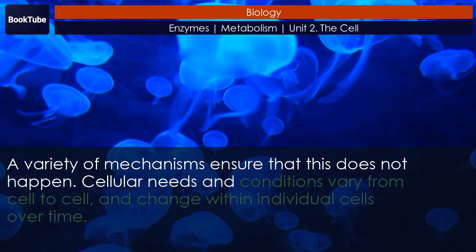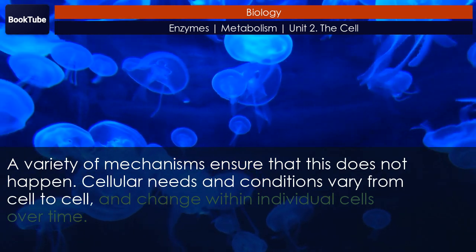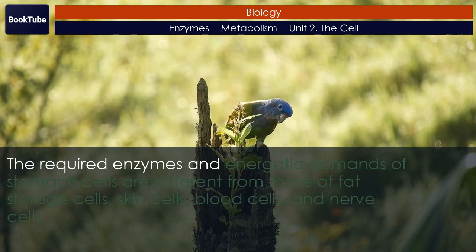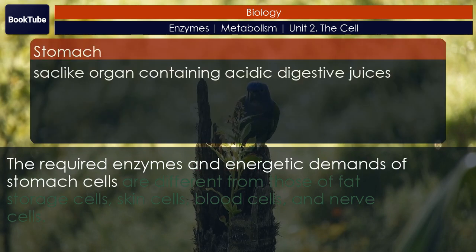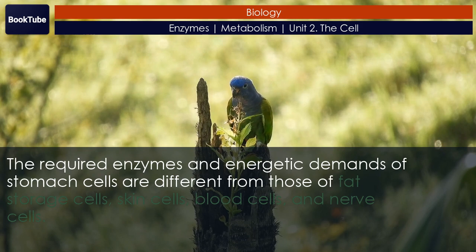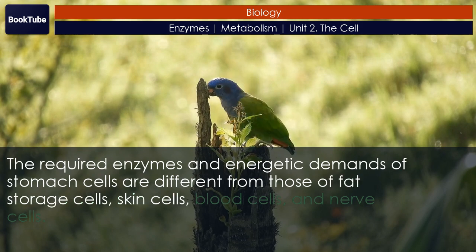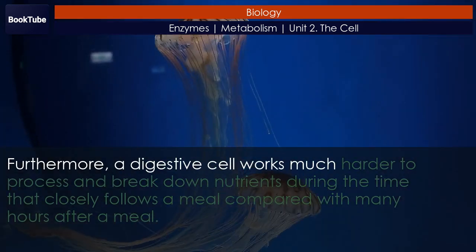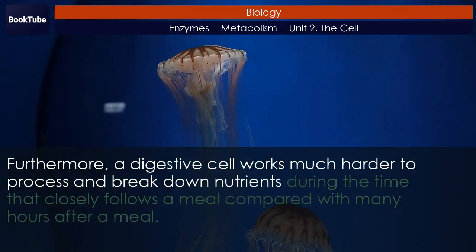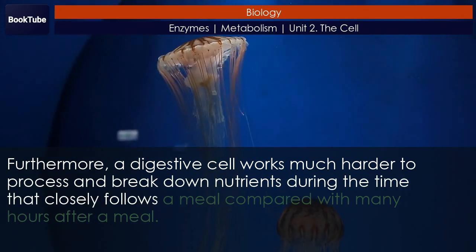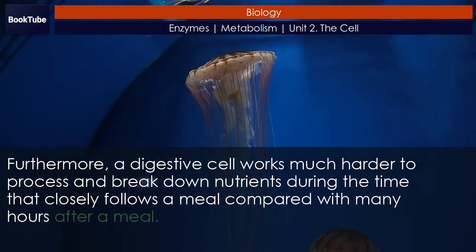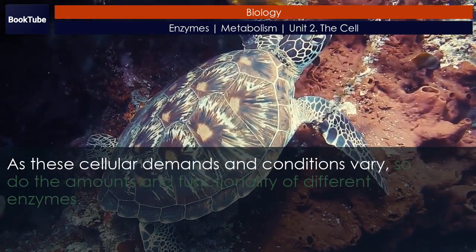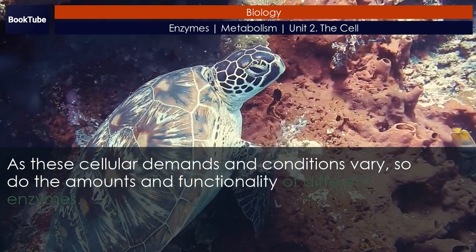Cellular needs and conditions vary from cell to cell, and change within individual cells over time. The required enzymes and energetic demands of stomach cells are different from those of fat storage cells, skin cells, blood cells, and nerve cells. Furthermore, a digestive cell works much harder to process and break down nutrients during the time that closely follows a meal compared with many hours after a meal. As these cellular demands and conditions vary, so do the amounts and functionality of different enzymes.